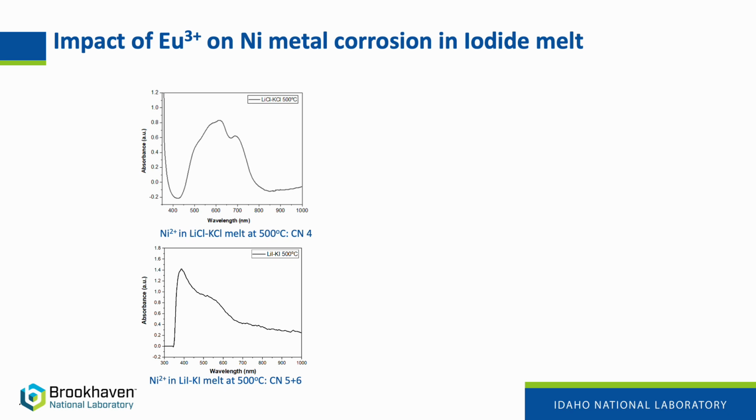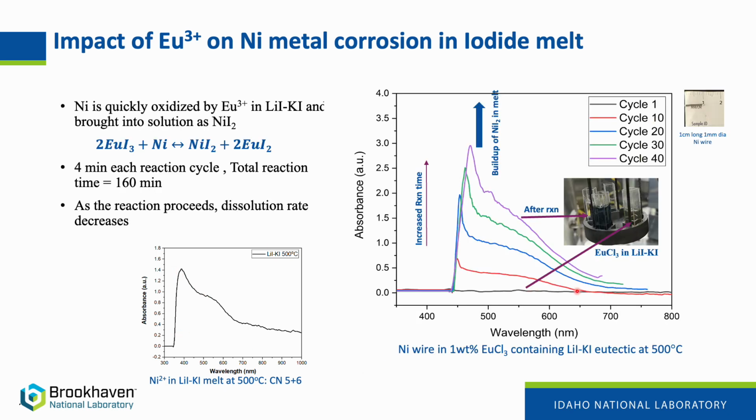So now our next study is lithium iodide potassium iodide melt with europium chloride. Here I'm just showing what we are looking for. In our previous study, we were looking for nickel in chloride form. So this is the spectrum of nickel 2 plus in chloride melt. In iodide melt, this is how nickel looks at 500 C. So this is the feature we are looking for here, and this is our results.